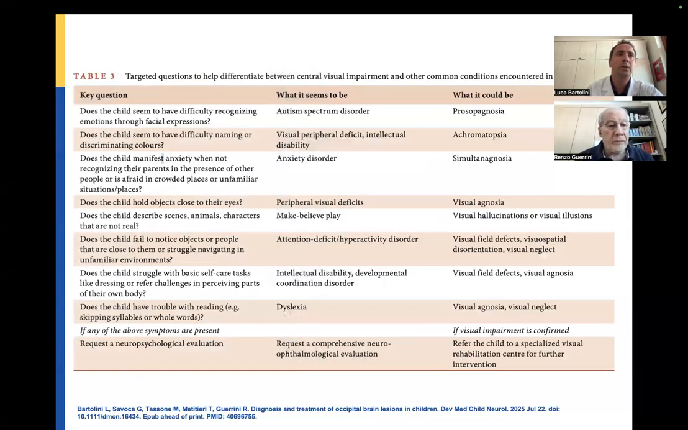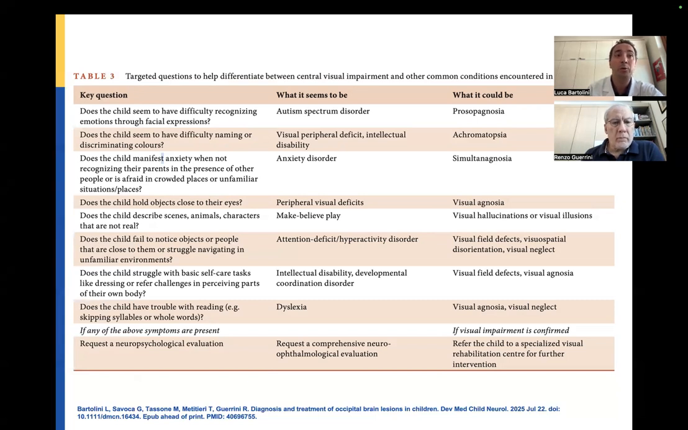Thank you, Renzo. Moving on to the next slide. One of the central challenges we discuss in our paper is distinguishing central visual impairment, or CVI, from other common conditions in childhood, such as ocular disorders, developmental delay, or attentional problems. Table 3, which is shown here in the slide, provides a set of targeted clinical questions that can guide this process. For example, does the child's vision improve in familiar versus unfamiliar environments?